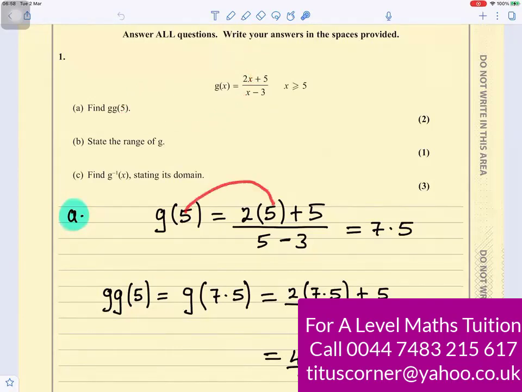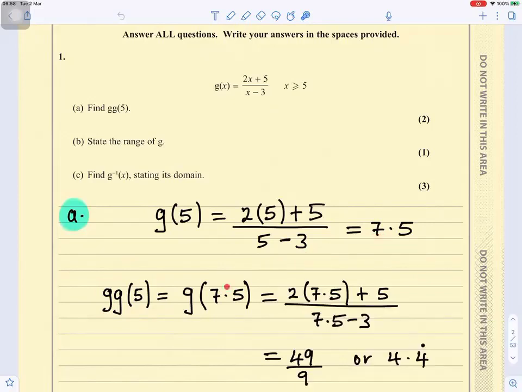So that means g of 5 would be 2 times 5 plus 5 divided by 5 minus 3. That gives you 7.5. Now we take that answer 7.5 to get the second g, it will be g of 7.5. So we take that 7.5 and we put it in there for x. So that 7.5 goes there and it goes there. So it's g of 2 times 7.5 plus 5 over 7.5 minus 3. That gives you 49 over 4 or 4.4 recurring.